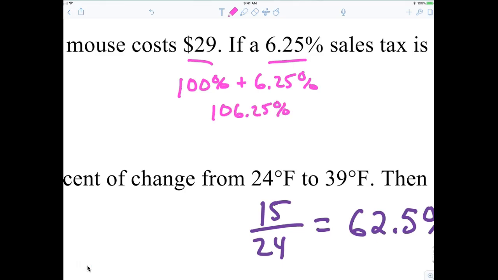106.25. That's what I want you to have down. All right? And I want you to make that special note to yourself. Is everybody okay with that? Yeah. All right? So now, what was the 100%?